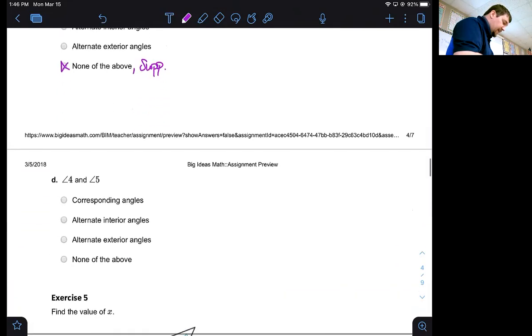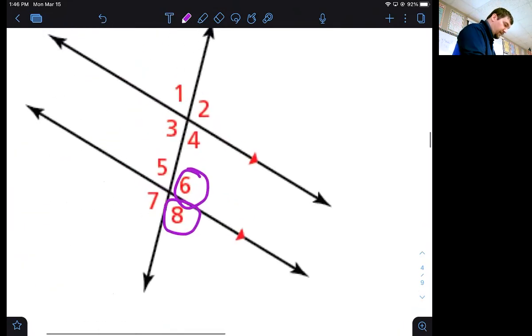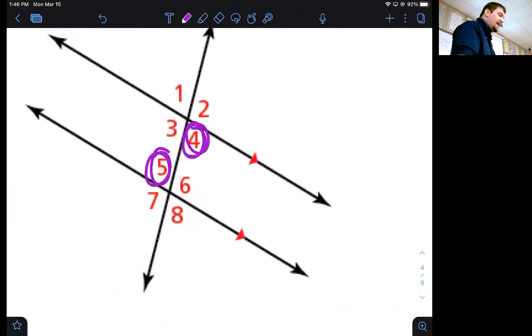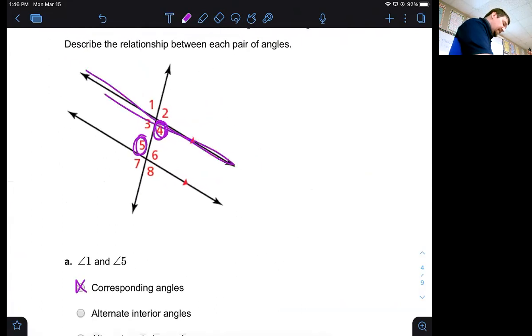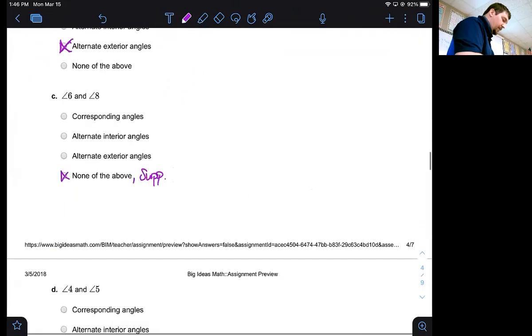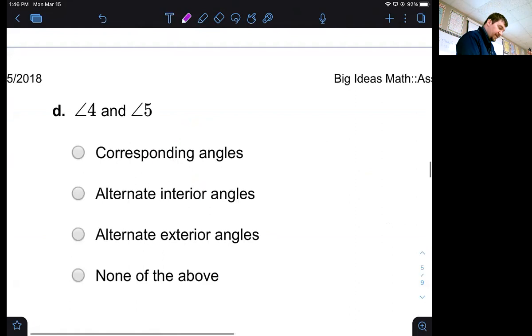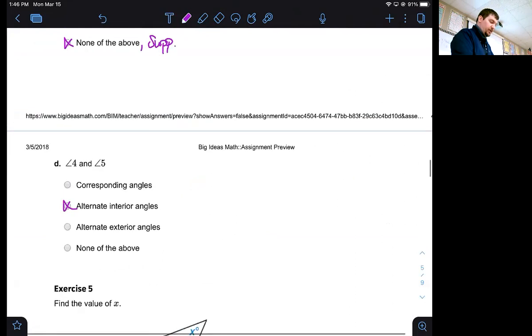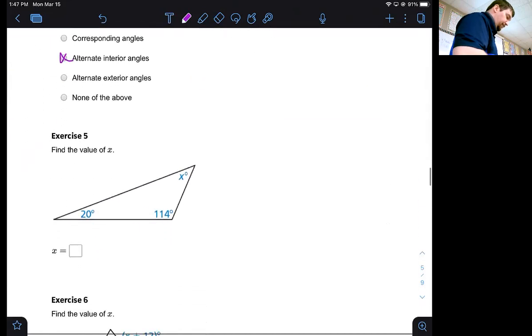And then D says angle 4 and angle 5. Angle 4 and angle 5 are what? Alternate interior, inside the railroad tracks on different sides of the road crossing there, the transversal. So they are alternate interior angles. ALT-INT is the abbreviation.